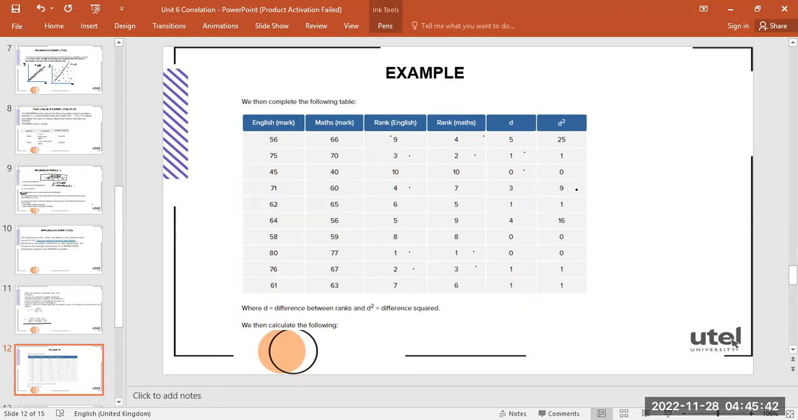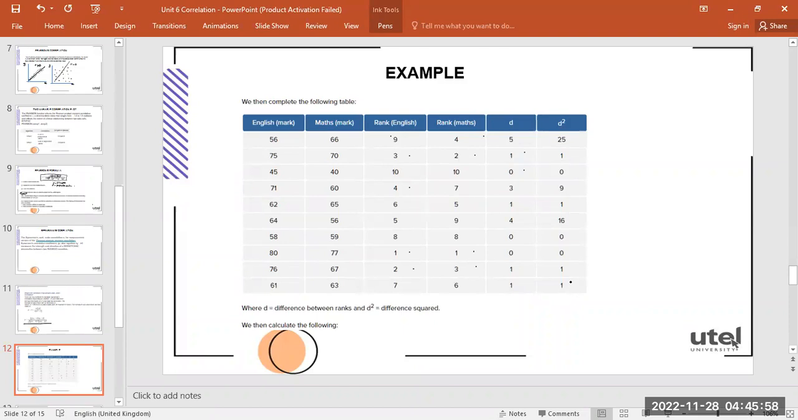And then the last but not the least column is for you to find the squares of the difference of the ranking. In this case, you can see that 5 squared gives you 25, 1 squared gives you 1, 0 squared gives you 0, 3 squared is 9, and so on and so forth.